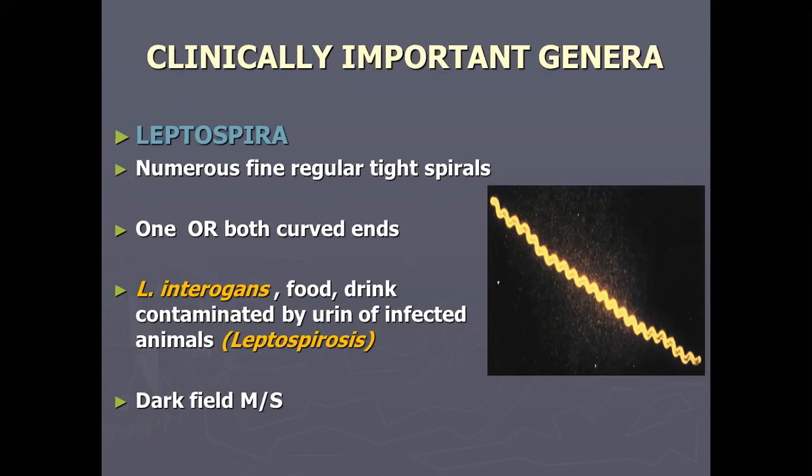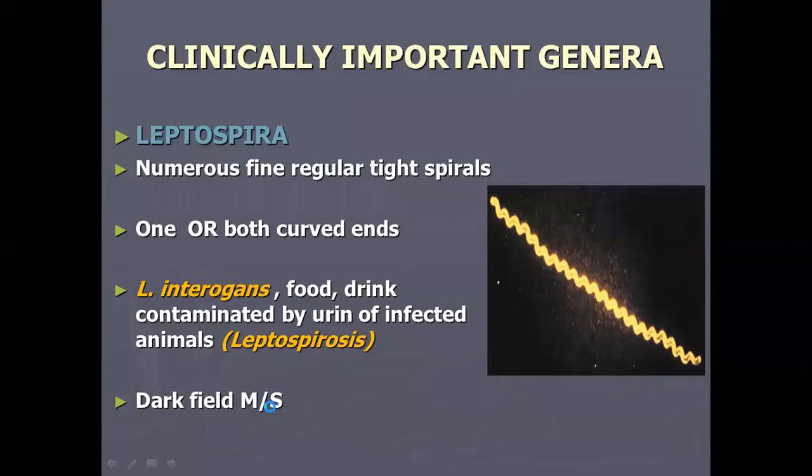So the Leptospira are tightly coiled, their ends may be curved, and the important species in Leptospira is Leptospira interrogans. This causes a disease we call leptospirosis. This organism can be transmitted through food or drink contaminated by the urine of infected animals like rats, dogs, cows, pigs. And being very small in size, it is again visualized under dark field microscopy.